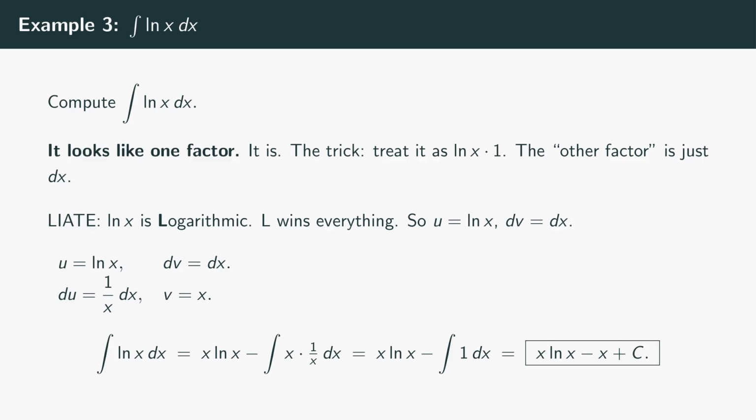This is a classic, almost everyone's first surprising integration by parts. The integrand looked unintegrable. Multiplying by 1 and applying parts turned it into a one-line problem. The same trick works for the integral of arctangent of x dx, the integral of arcsine of x dx, and any other lonely transcendental function that simplifies under differentiation.